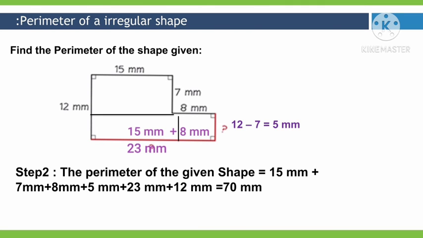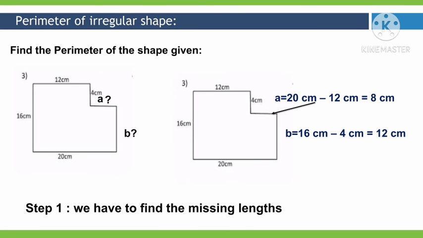Once we find the length of the missing lines, it is easy to find the perimeter. You just add the lengths of all the sides. So the perimeter of the given shape is 15 mm plus 7 mm plus 8 mm plus 5 mm plus 23 mm plus 12 mm. If you add everything correctly, you will get 70 mm. So the perimeter of the given shape is 70 mm.